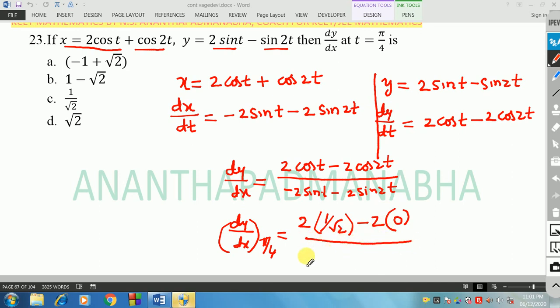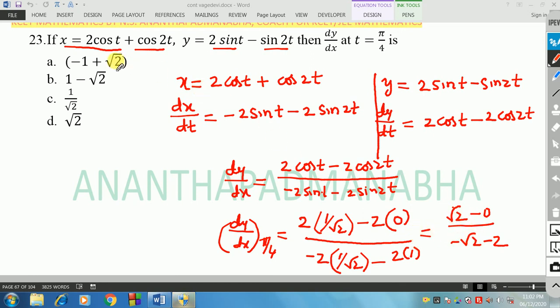In the denominator I have minus 2 sin t, that is 2 sin pi by 4, which is again 1 by root 2, minus 2 sin of 2 into pi by 4, which is sin pi by 2, which is 1. So therefore we get 2 by root 2, which is root 2, minus 0, divided by minus 2 by root 2, which is minus root 2, again minus 2. So minus root 2 minus 2 in the denominator and root 2 in the numerator.